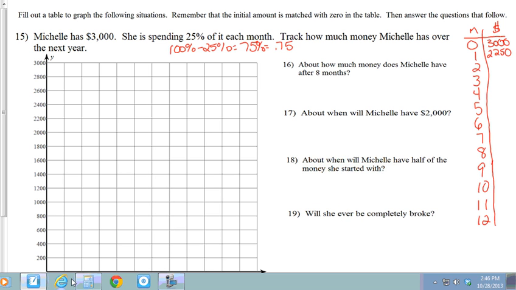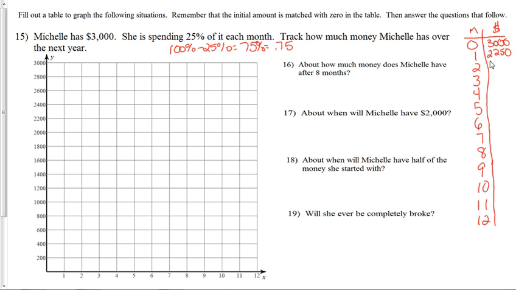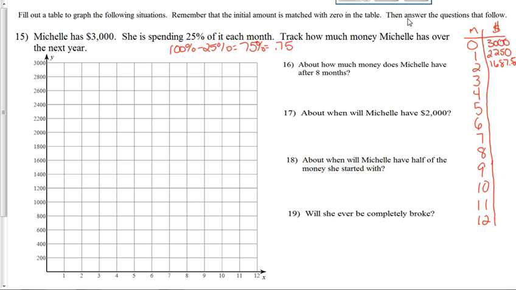Okay, I'm going to take that amount and multiply that by 0.75 again, so that after the second one, I have $1,687.50. Okay, I'm going to pause the movie now and do the rest of it. You'll see it pop up here in a second.